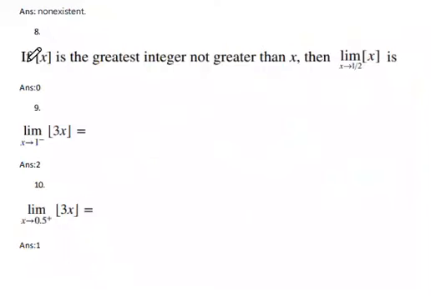And the third function is this one, which is the same as the floor function. If you have the double square bracket, this is the same as the floor function. So this means you have to consider the greatest integer not greater than x.